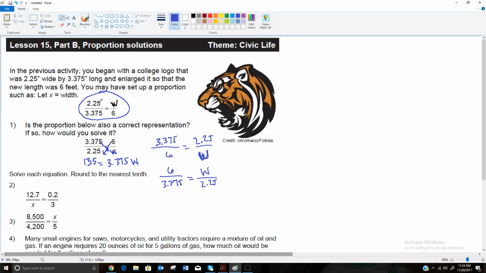So as I said before, there are 4 different ways to set this up, but you don't need to set it up 4 different ways. A lot of students will just stick with this however it's given. So in this problem it was width to height, and just do that again on the other one, width to height. Just make sure that they match up, width to height and width to height.